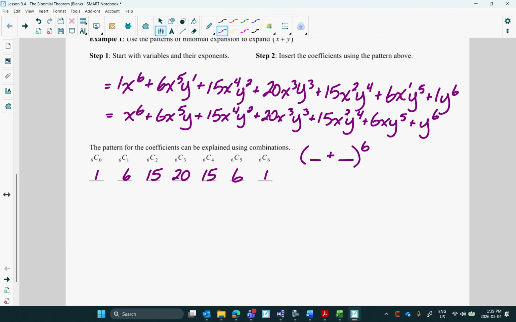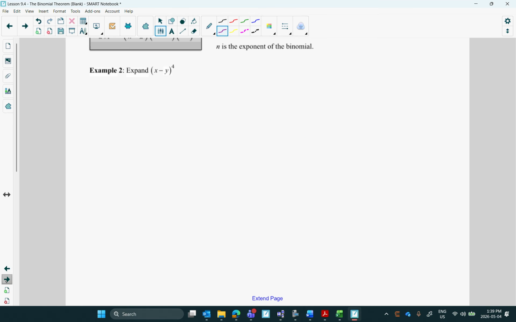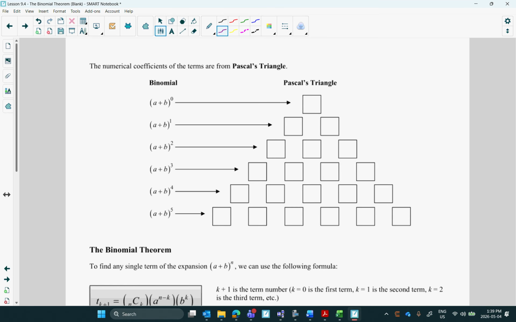So if we can use all these patterns and combinations, we could take any binomial, raise it to any exponent, and get the answer without having to do tons and tons of multiplications. Those numbers, those coefficients, form something called Pascal's triangle.